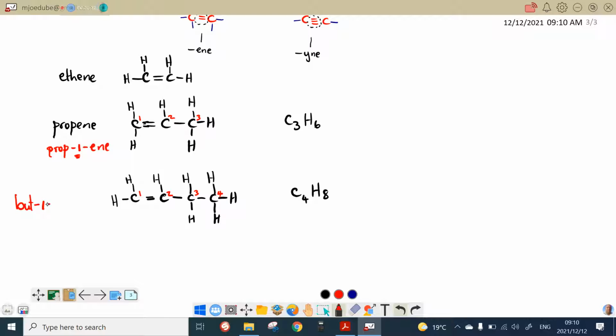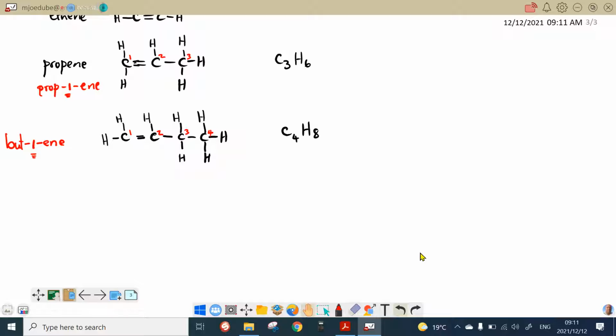And then what do we have? The ending ene. What does this one show us? It shows us the position of the double bond. However, does that mean that the double bond must only be on carbon number 1? The answer is no. It is possible to have a situation whereby the double bond is not on carbon number 1 for that particular molecule.